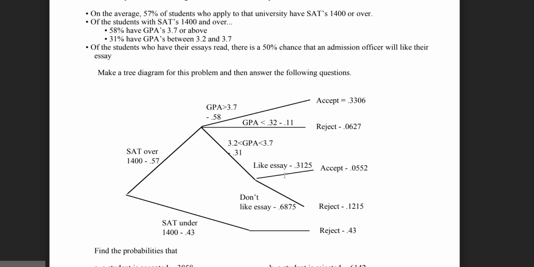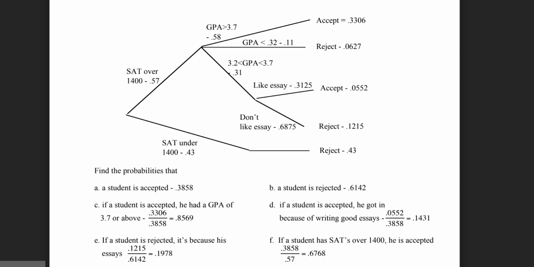They're going to read your essay. So they look at the SAT, they look at your GPA, and then they're going to look at your essay. So after all that, if they like your essay, then they'll accept you. If they don't like your essay, then you get rejected. So you get 3 places where people got cut and 2 places where you got accepted. And then you can answer the questions on those, right?